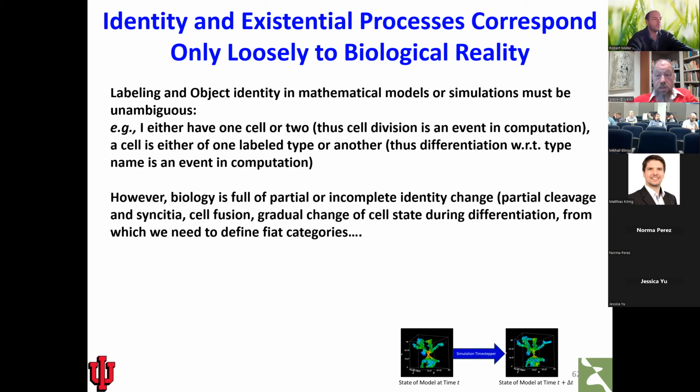Identity and existential processes are tricky. Computationally, we can't have ambiguity. If we label a cell type 1 or type 2, we have a Boolean choice. If we have one cell object or two cell objects, that's a Boolean choice. Biology is full of partial or incomplete identity change. Two cells start to divide, but they don't separate completely. Computationally, we have to decide: now we had one object, now we have two. Biology doesn't necessarily make that choice. And so we have to define fiat categories that don't correspond very well to that biological fuzziness.